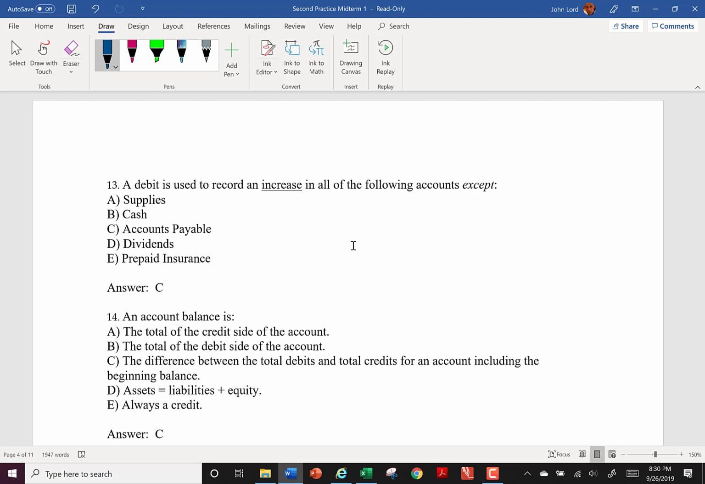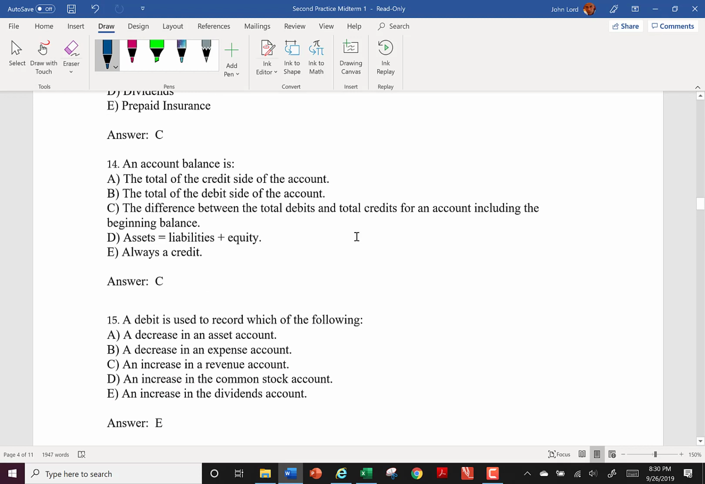A debit is used to increase all of the following except. It's a good idea to read the whole question. Is supplies an asset? So we would increase that with a debit, wouldn't we? So that's not one. Cash is an asset. We would increase that with a debit, right? Accounts payable is a liability. We don't increase that with a debit. We increase that with a credit, right? Therefore, C becomes the right answer because it is not increased with a debit.